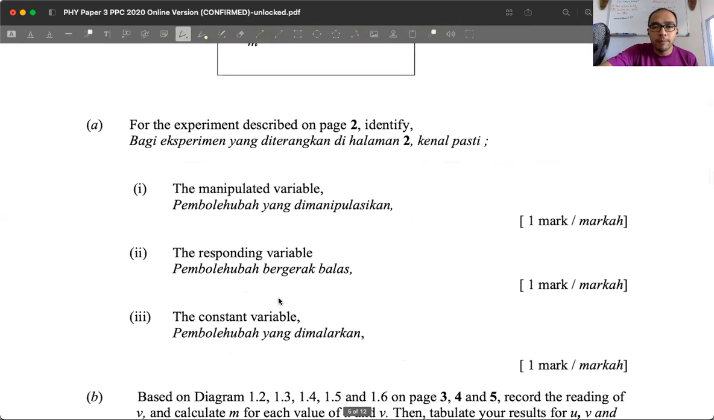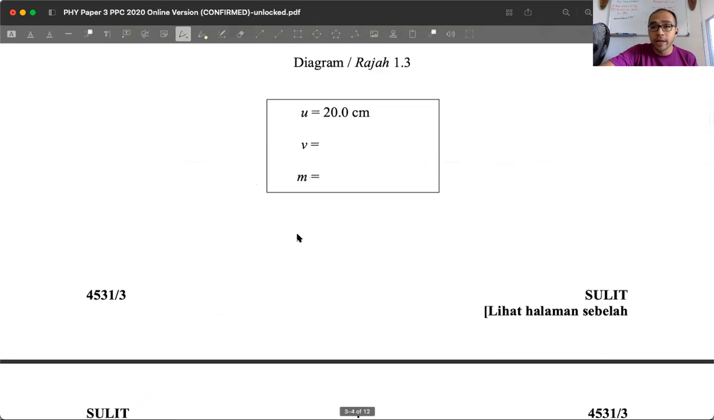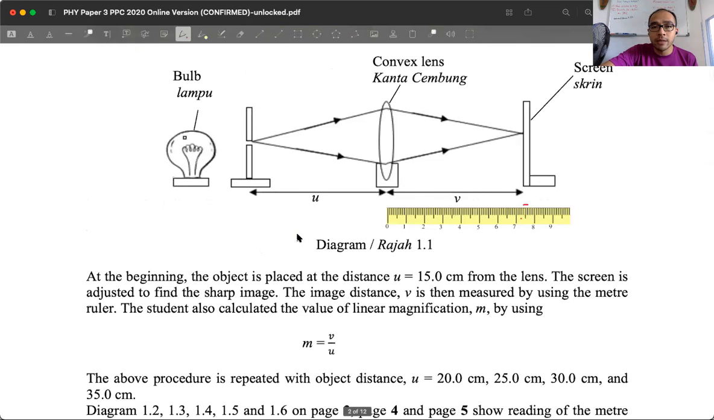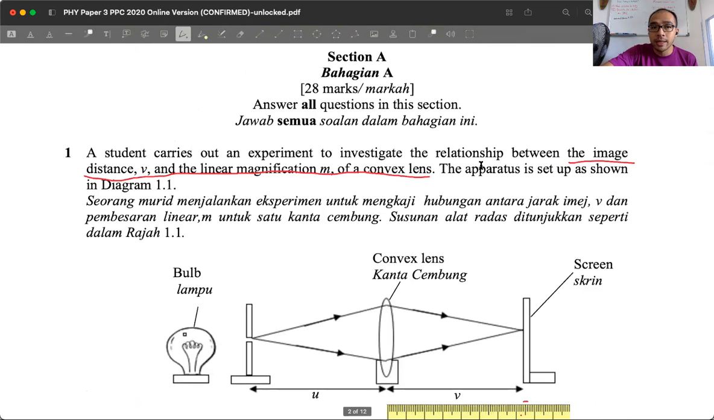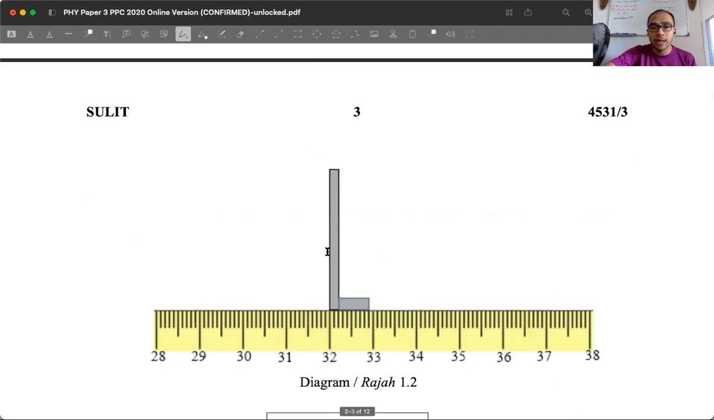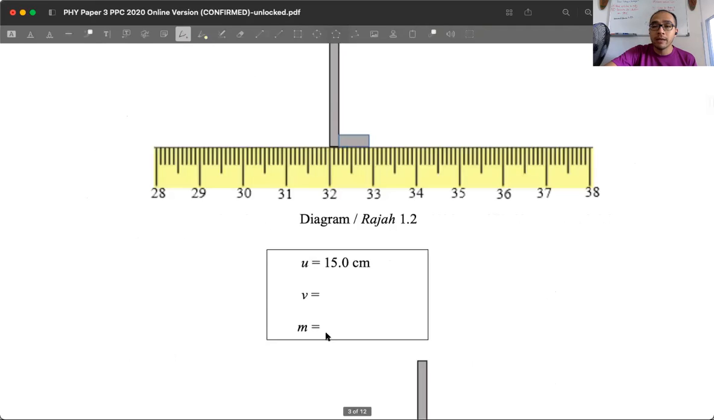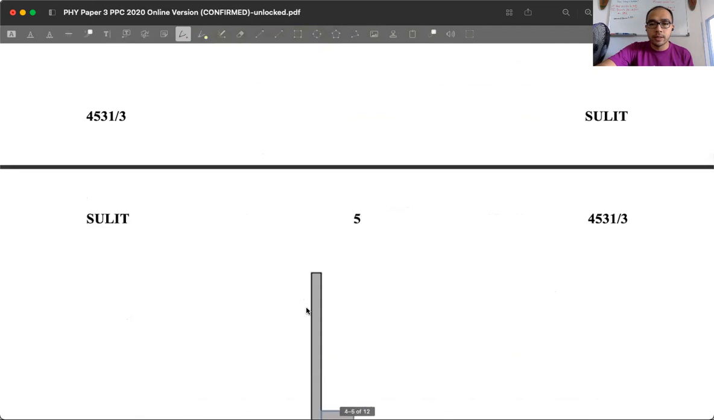Now, we know that from the first line of the experiment, ini adalah the first and the second question punya answer lah. But the problem is we don't know what it actually is, mana satu yang sebenarnya. Because over here it looks like yang manipulated adalah object distance and the responding is the image distance. Object distance and image distance. Hold on now. Oh yeah, actually you're right.